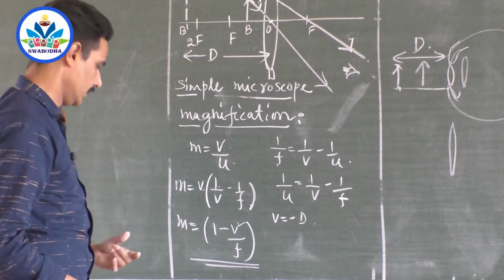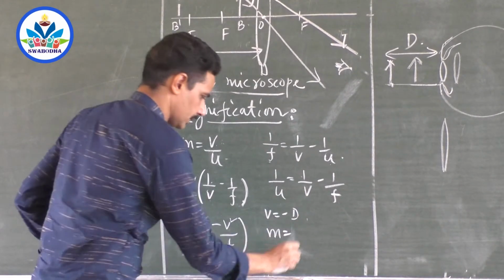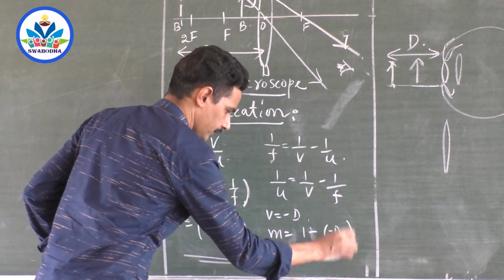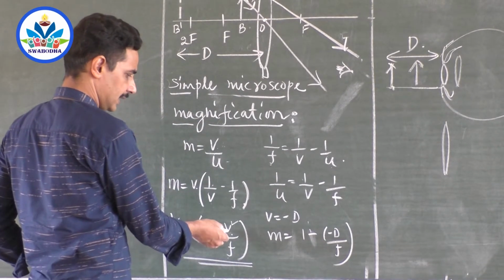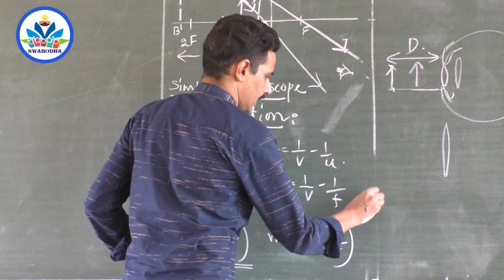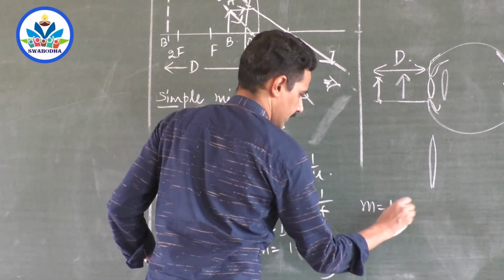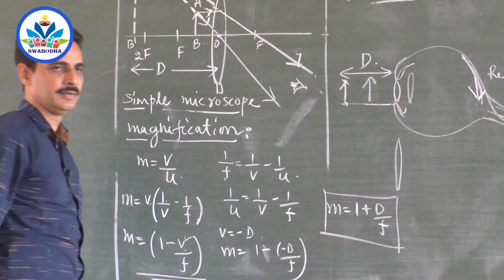Or near point. So how can I write the magnification formula? M is equal to 1 minus (minus D) by F, right? Minus D by F, one minus from the formula, another one minus D. So what is the final answer for magnification? M is equal to 1 plus D by F. This is the magnification formula.